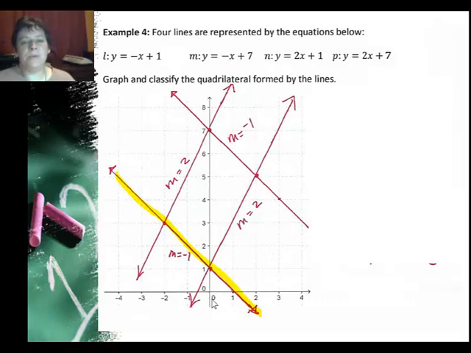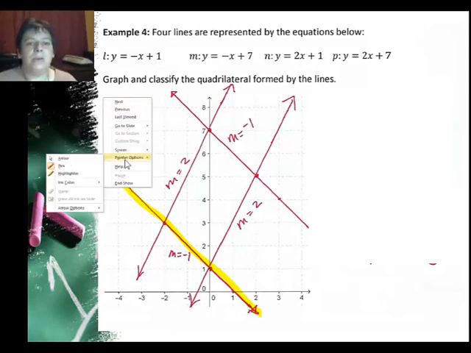For example 4, I went ahead and I already graphed these lines down for you. The way you graph y equals negative x plus 1, here you go. It goes through 1 and the slope is negative 1. So there's one point. I can also go backwards. Make sure that the line is going down.